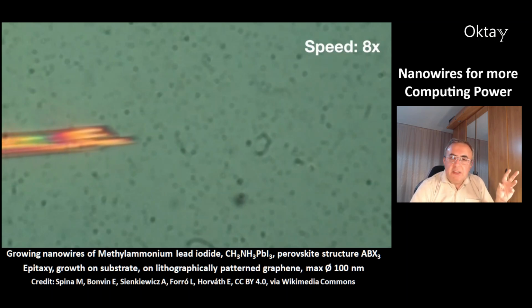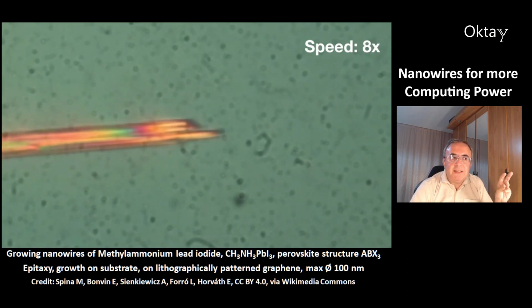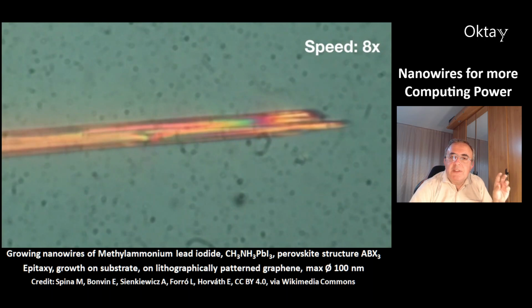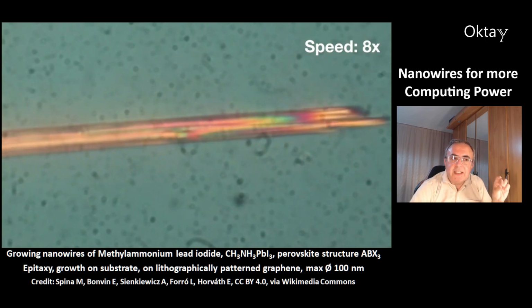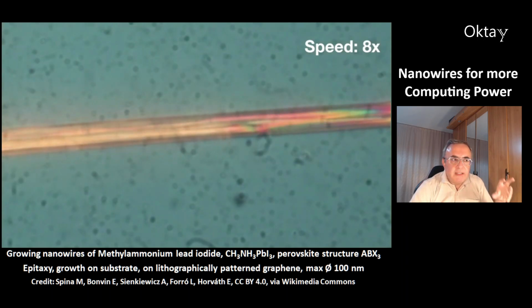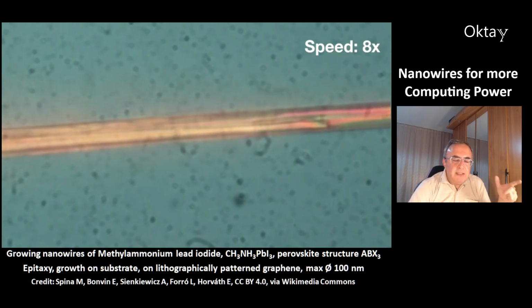This is a short movie of growing nanowires of methylammonium lead iodide, CH3NH3PbI3. This is a compound with a perovskite structure. The general formula is ABX3. This method is called epitaxy, which grows on a substrate. The structure of the substrate is important for the growing material. In this case, this compound is grown on a lithographically patterned graphene. And nanowires typically have a maximum diameter of 100 nanometers.